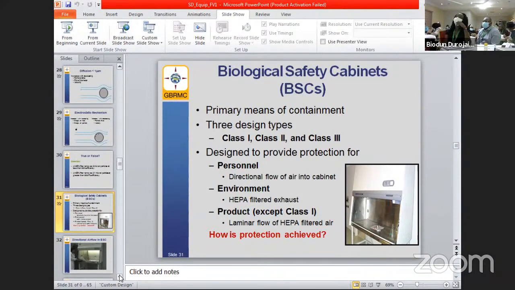So the question here is, how is protection achieved? Just do a self-reflection. I'm going to ask 1 or 2 persons, how is protection achieved using a biosafety cabinet? Who wants to try? Okay, how is it achieved by containment? Is there another thing you want to add? Who wants to add something? How is that containment achieved?